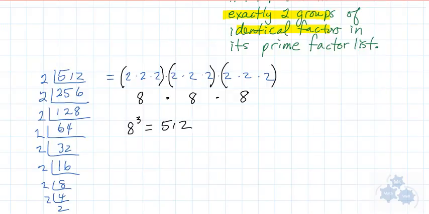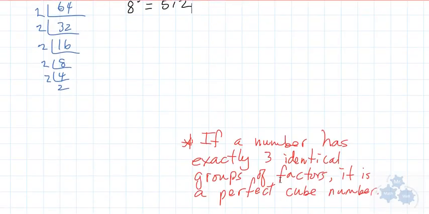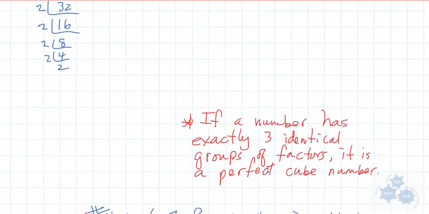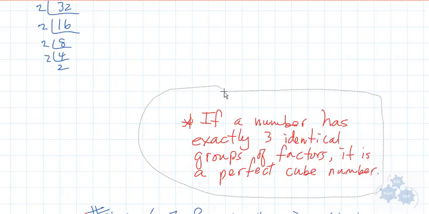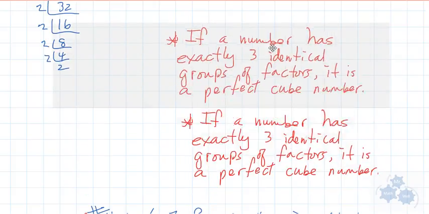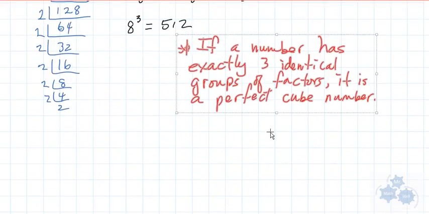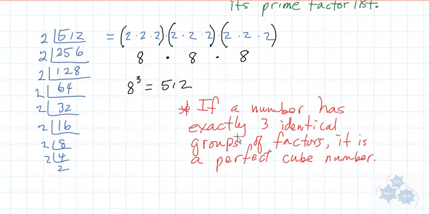So a very similar rule exists for perfect cubes when you're looking at the prime factor list. And that rule is right here. So write this one down as well. I'm just going to bring that up for you. It says if a number has exactly 3 identical groups of factors, then it is a perfect cube number.